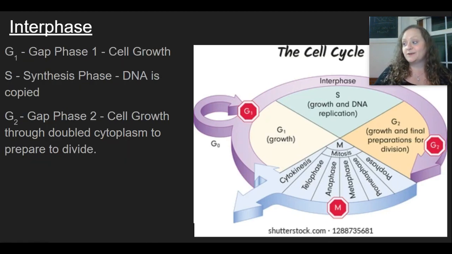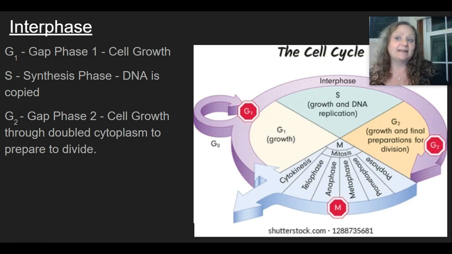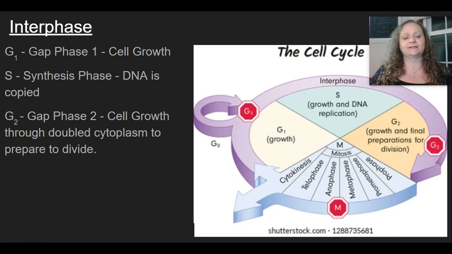Interphase is split also into three phases. Gap phase 1, which is cell growth. S phase, where the DNA is copied, that's the synthesis phase. And G2 or gap phase 2 is cell growth, where the cytoplasm is doubled and the cell itself prepares to divide just prior to mitosis.